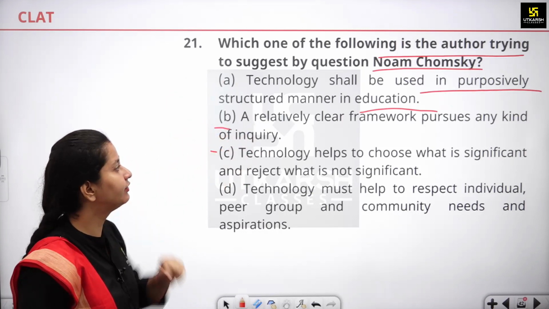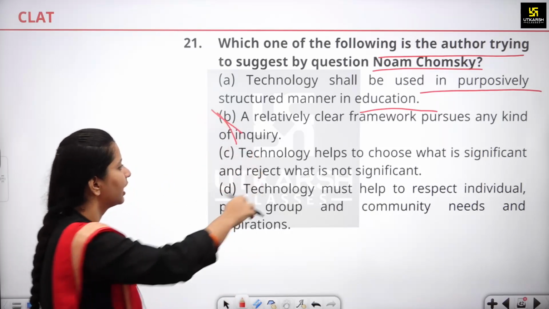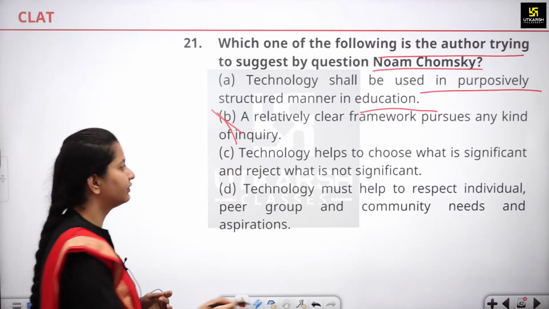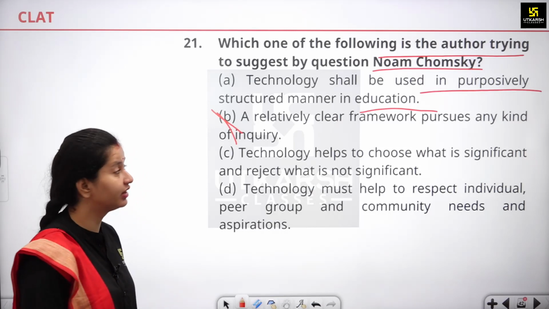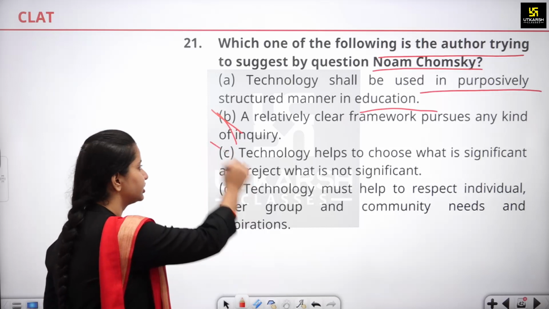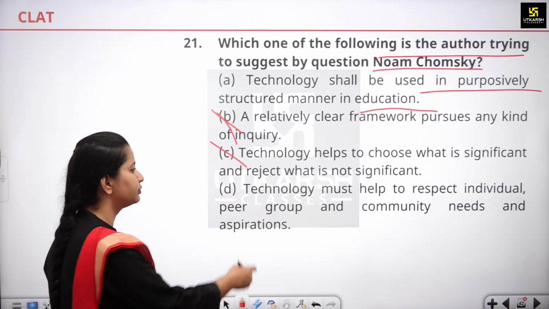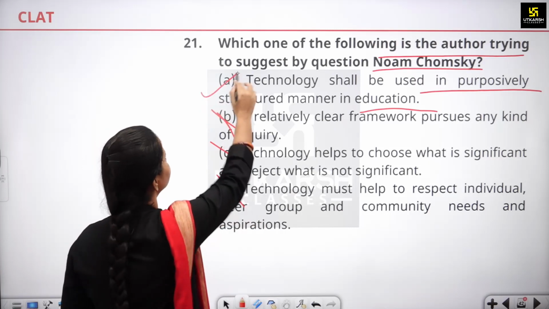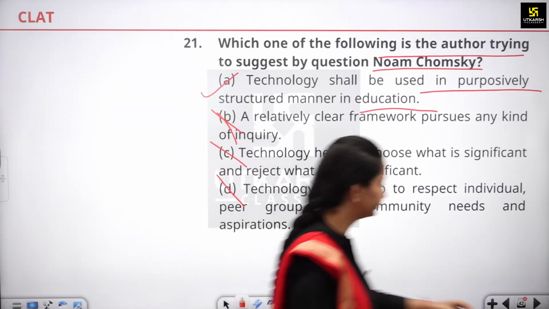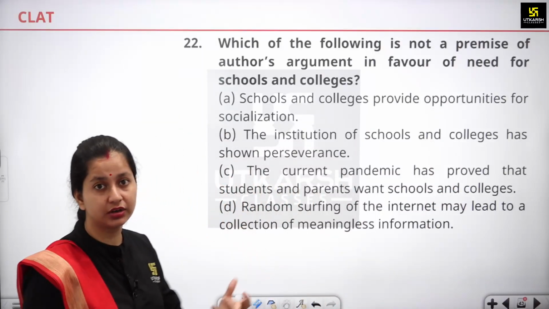A relatively clear framework pursues any kind of inquiry. No, this was not the correct answer. Technology helps us to choose what is significant and reject what is not significant. This is not technology, it is our mind that helps us. So C is also not the correct answer. Technology must help to respect individual, peer groups and community. No, correct answer is option A here, that technology must be used structurally.